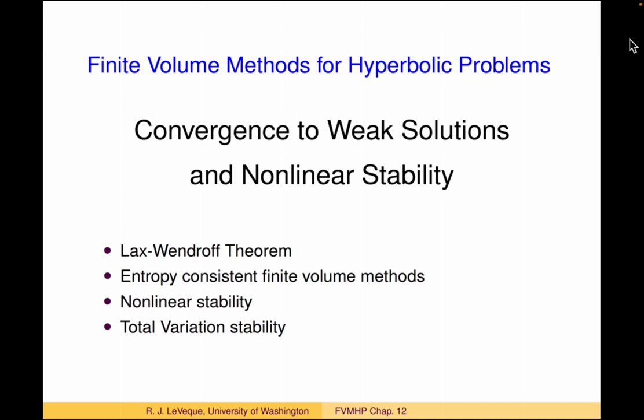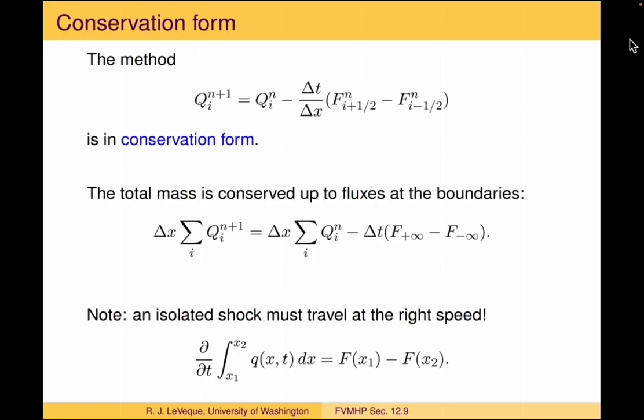And then talk about how that entropy stability, as it's sometimes called, also relates to the sort of nonlinear stability we need for convergence in general, and total variation stability, and how total variation diminishing schemes fit into this.